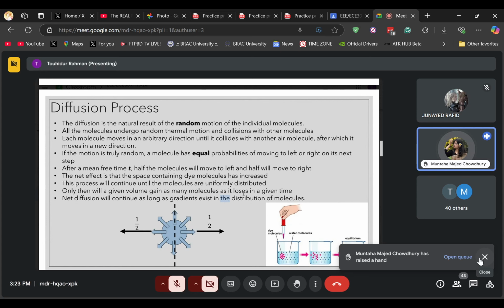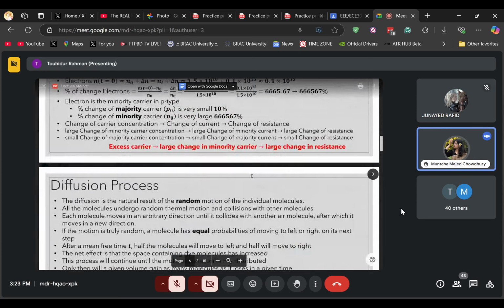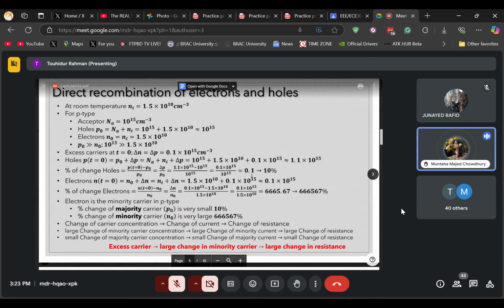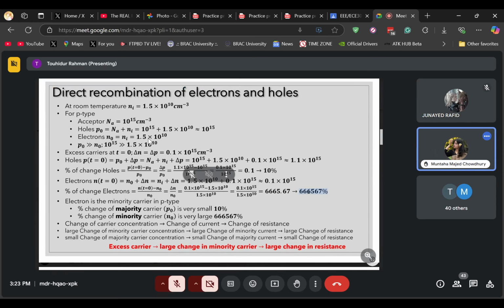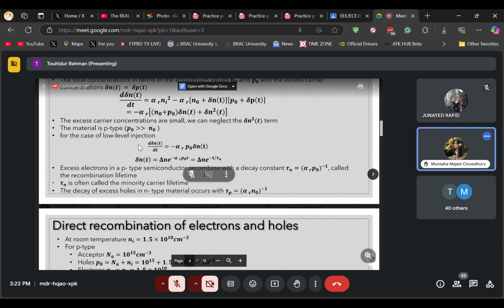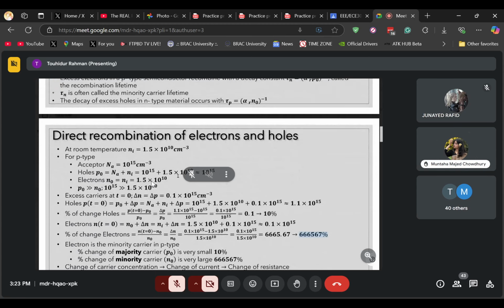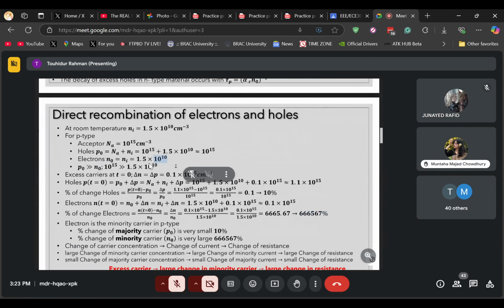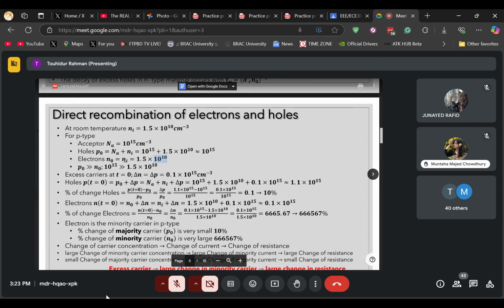Sir, I had a question from the previous slide. Could you please explain why N0 equals Ni over here? Because P0 is much greater than Ni, right? So shouldn't N0 be smaller? Of course, N0 is smaller. N0 is this one. Oh, I see. I understand your point. So N0 is very small.